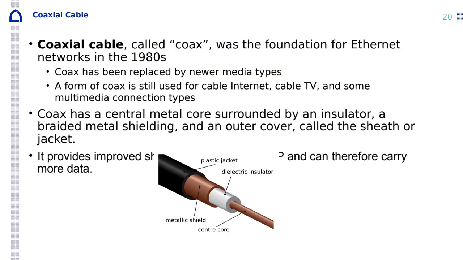Coax cable. This was early in the 1980s. But nowadays we use other types of cables because it was expensive and يعني أعطاله كثير, easy to get disconnected. Okay. Coax has a central metal core surrounded by an insulator. So cable محاط بإنسوليتر, and then a braided metal shielding and an outer cover called shield or jacket. Okay, this is the coax cable.